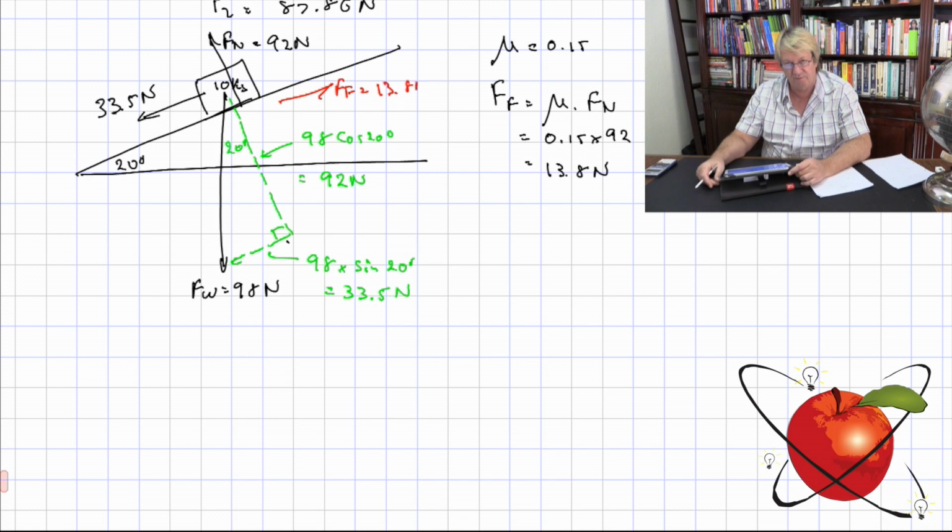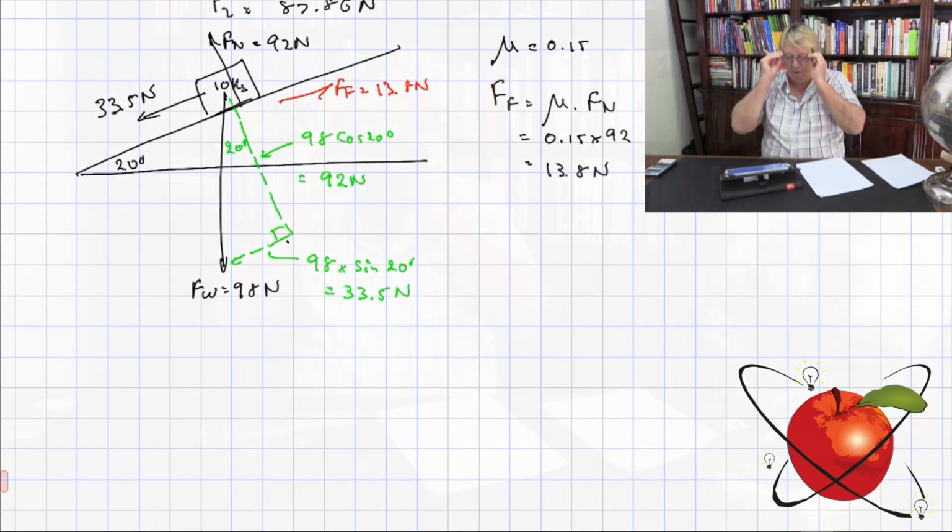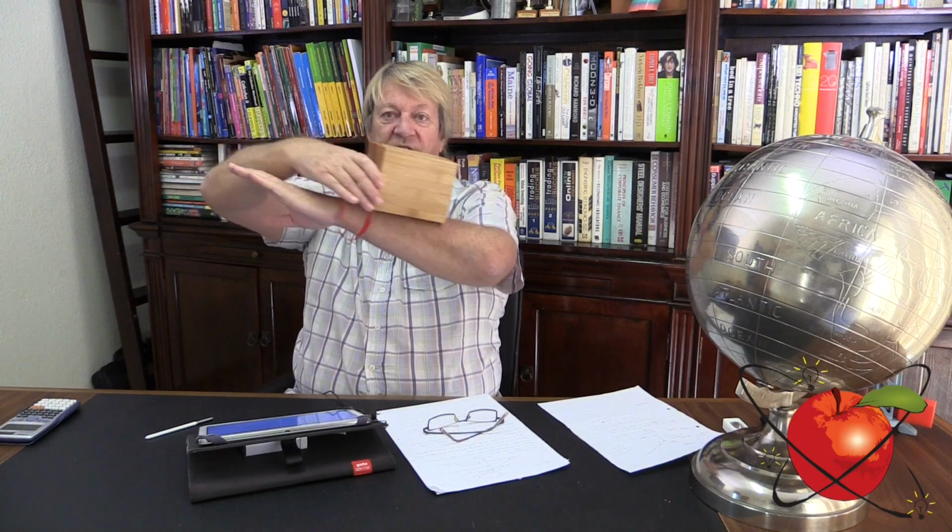So we say FF over here is 13.8 newtons. Okay? Now, next thing is to say, right, we now have to look and see what is happening. Is there a resultant? In other words, will the block go down the slope? Remember, what is the block? It's sitting over here on the slope. There's friction which is holding it back. The block wants to move down because of the component of weight down the slope. Right? So let's have a look.